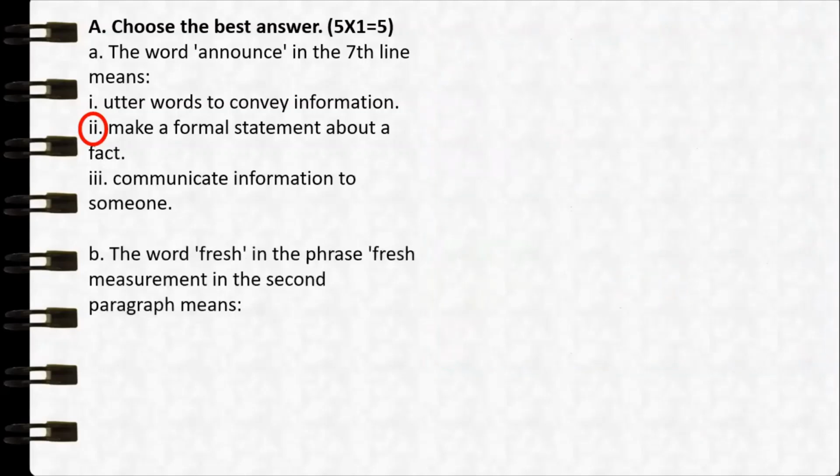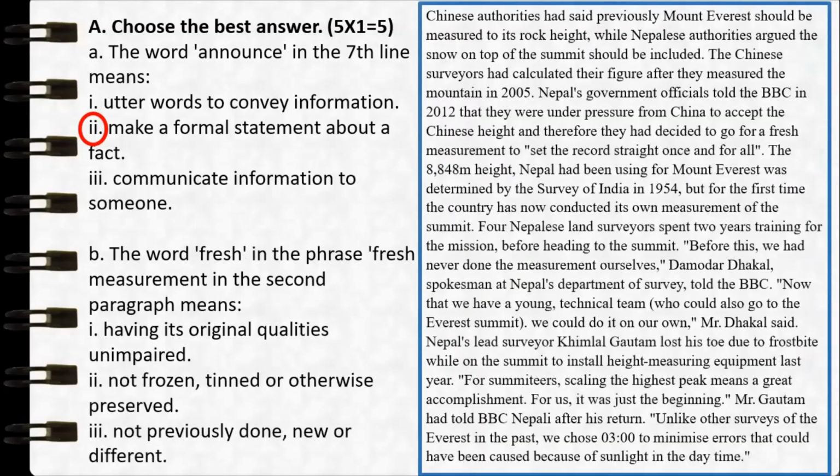Similarly, the second question is the word phrase in the phrase measurement in the second paragraph means, second paragraph of the passage, 3 options. And here you go. This is the second paragraph, and here you have the word phrase measurement. Here phrase means not previously done, new or different, that is the third option.